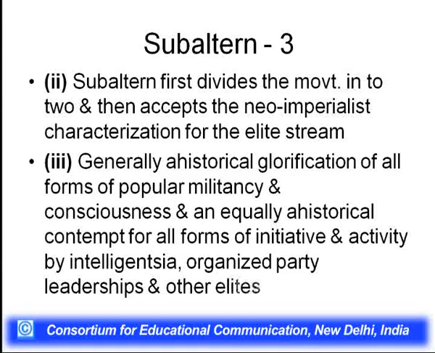So this argument that the movement was divided into two groups, in which there was one elite movement and another which was the real movement of the subordinate classes or the subaltern, was being propagated by the subaltern school. It had a number of weaknesses as well, because some sort of disturbing resemblance to the imperialist or the neo-imperialist characterization could be seen in this particular movement. Secondly, another weakness, as has been talked about by Bipin Chandra, is that they divide the movement into two and then accept the neo-imperialist characterization for the elite stream.